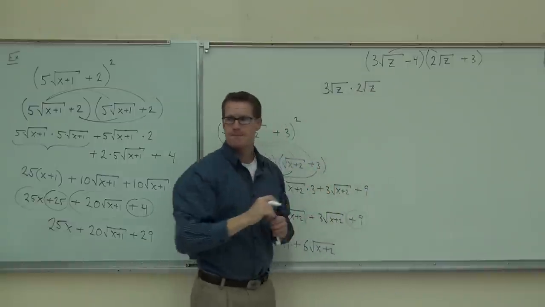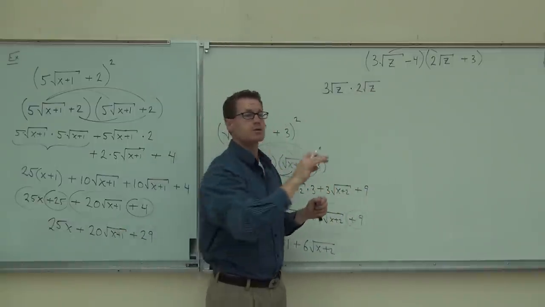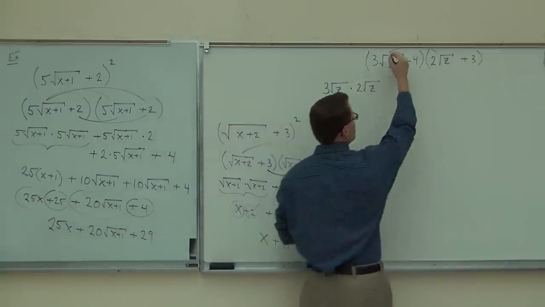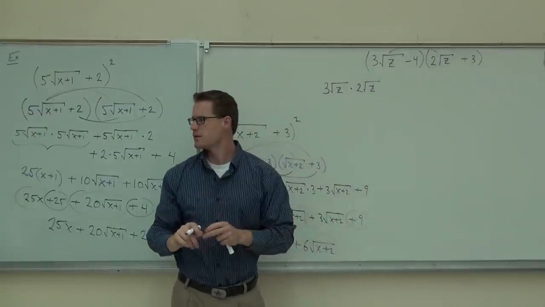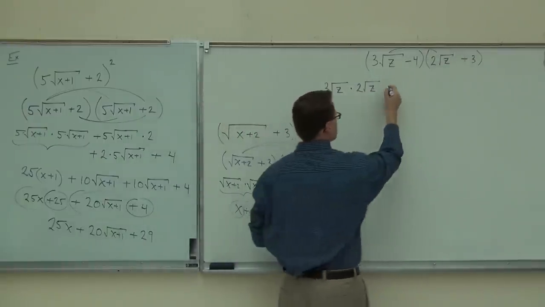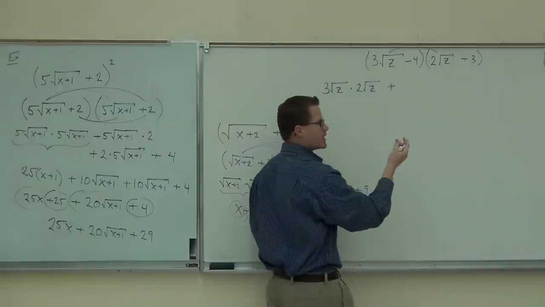So far, so good? You just do a distribution like you've been taught a long time ago. Next up, you're going to multiply a 3 root z times a 3. Are you going to get a plus or a minus out of that? Plus. Good, it's a positive times a positive. You're going to write out exactly what we just said.